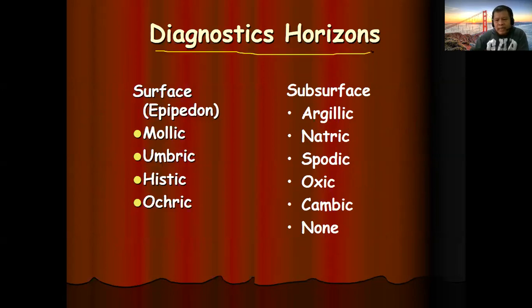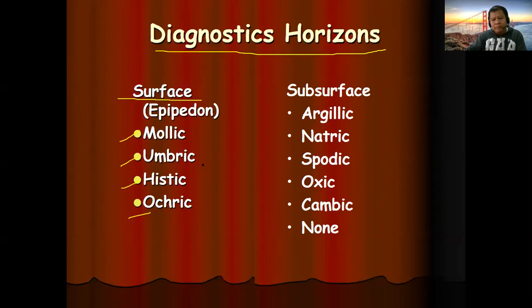Diagnostic horizons. Ano yung mayroon o makita natin sa horizons? Ano yung mayroon sa A horizon? Ano yung mayroon sa B horizon? Okay? So there are some examples in here. You have the diagnostic subsurface horizon or the epipedon. Example of that, we have the mollic, ochric, histic, and umbric.